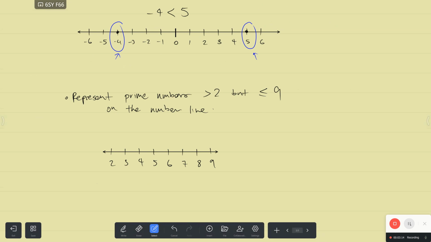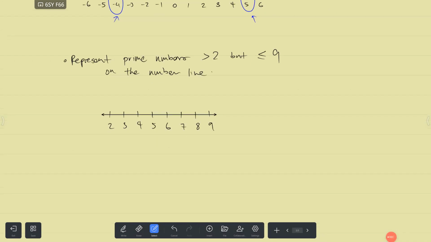Let's try our next example. Over here we have another question where they ask us to represent the prime numbers that are more than 2 but less than or equal to 9 on the number line here. We know that prime numbers are numbers that have exactly 2 factors, and the smallest prime number is 2, followed by 3, followed by 5, and 7. Yep, something like this.